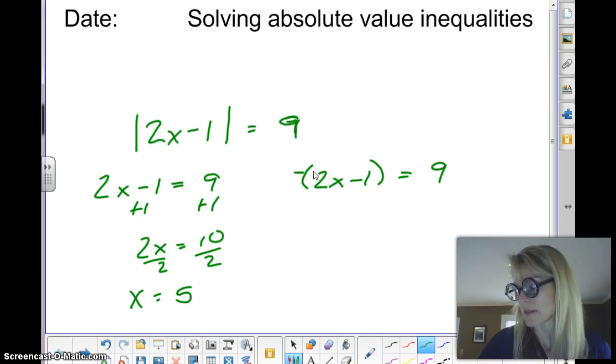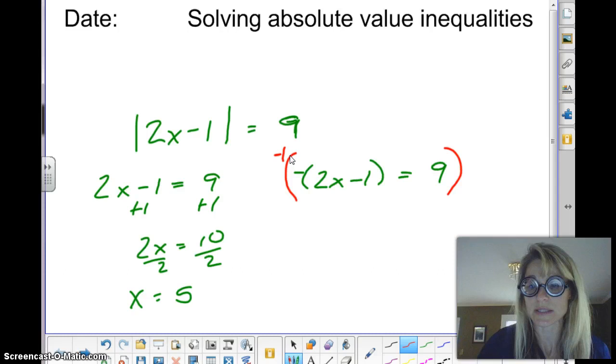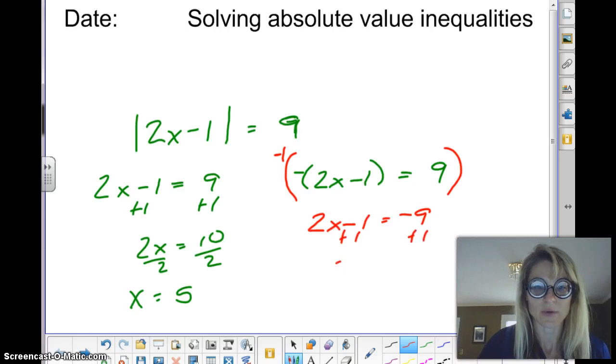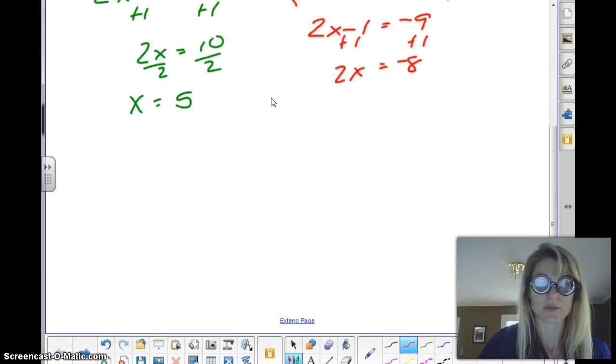So here we learned that we want to get rid of this negative on this side by multiplying both sides by negative 1. It's the same thing. A negative and a negative would give you a positive 2x minus 1, but then negative 1 times 9 is negative 9. Essentially we're just changing this equals to a negative. So then we add the 1 over, and we'll have 2x equals negative 8, and then divide by 2, and then x is negative 4.